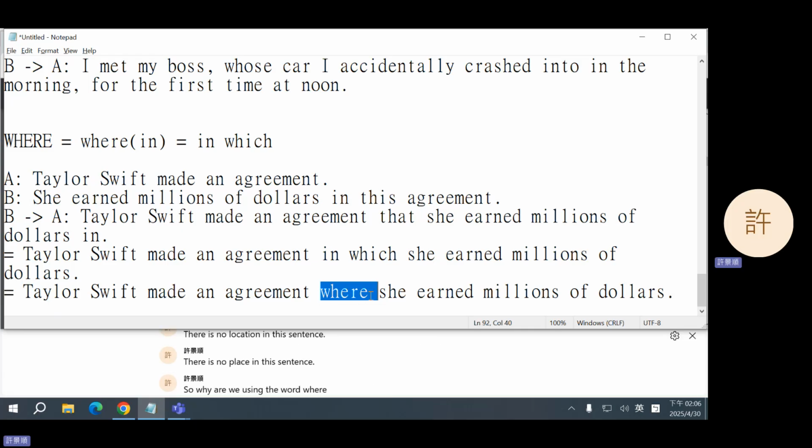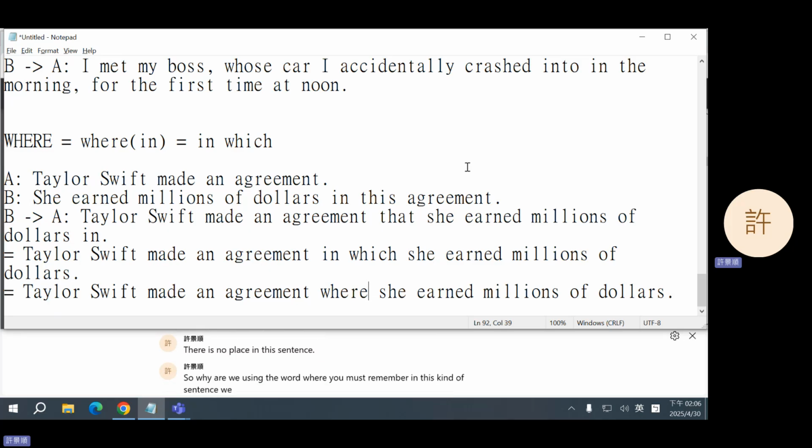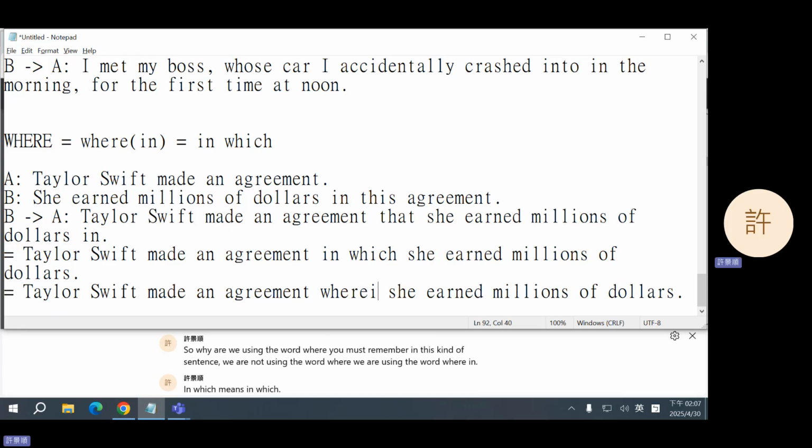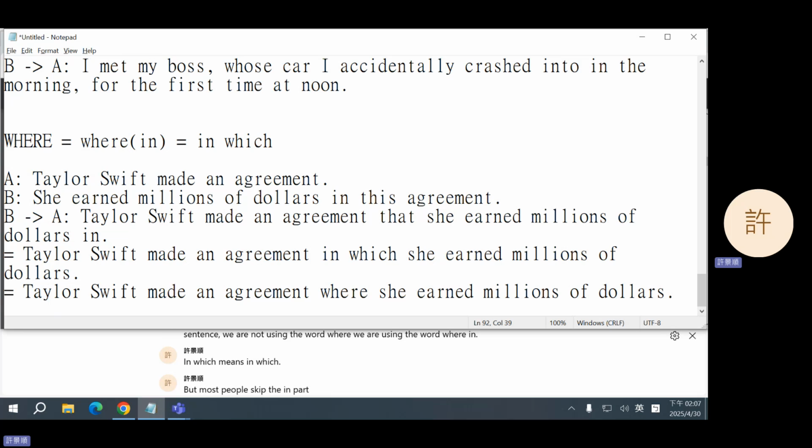You must remember, in this kind of sentence, we are not using the word where. We are using the word wherein, which means in which. But most people skip the in part of wherein. So it looks like where. Okay, questions? Okay, so that's all you really need to know. We have finished talking about all you need to know about relative pronouns and adverbs.